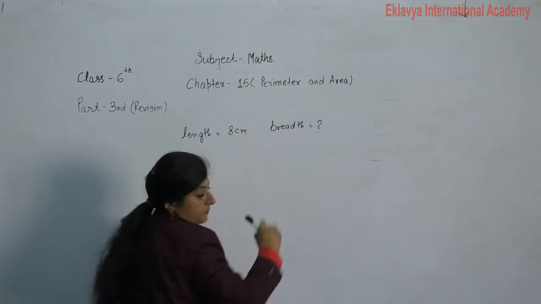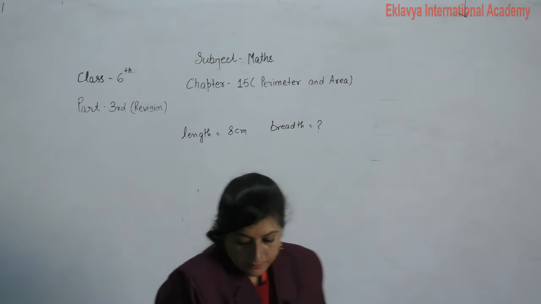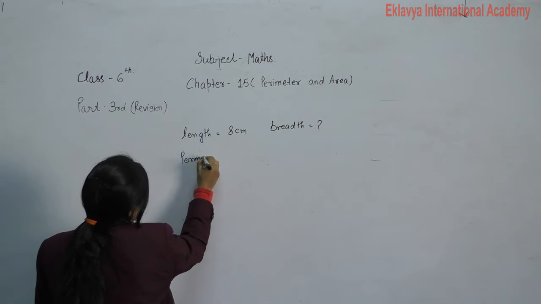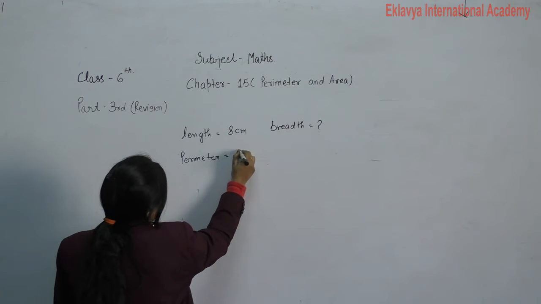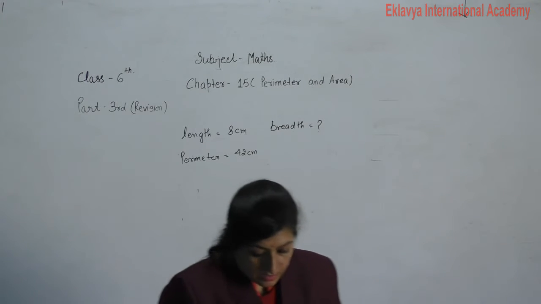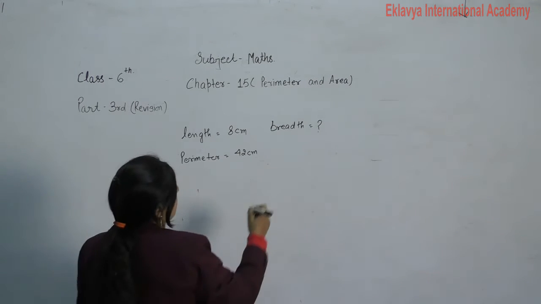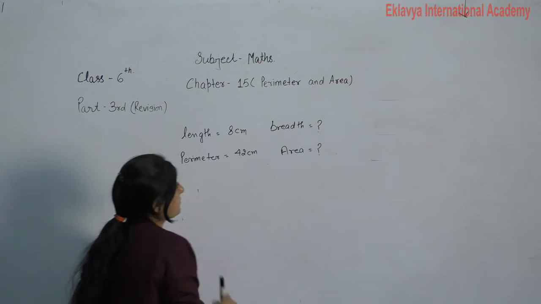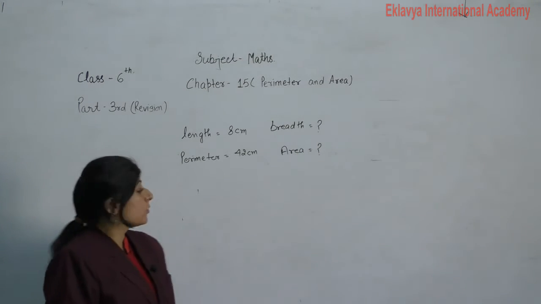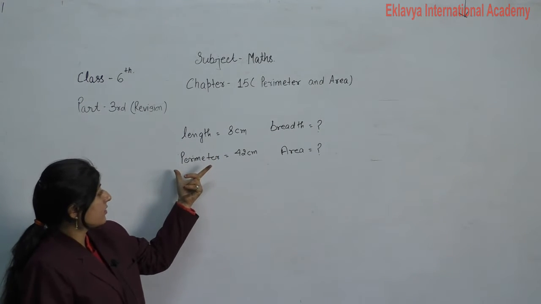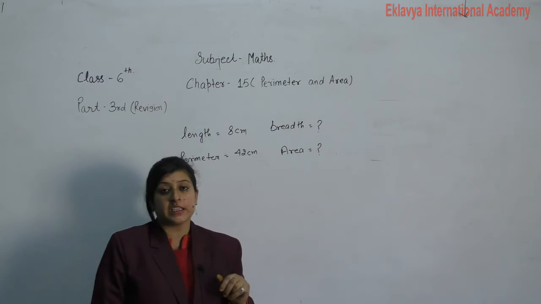we don't know, perimeter 42 centimeter, and find the area also. In this question, how to solve it? Length is equal to 8 centimeter, breadth we don't know, perimeter is given, and area is to be found.